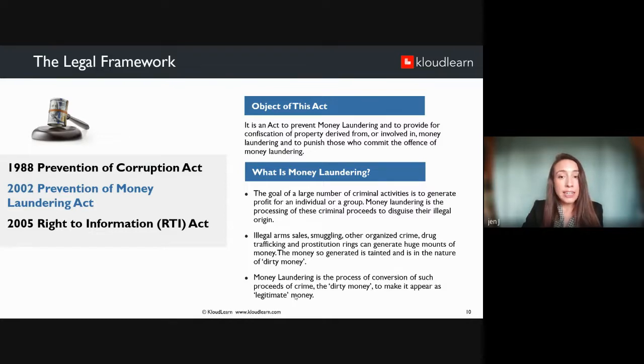Money laundering cleans the money. It is the process of conversion of such proceeds of crime, the dirty money, to make it appear as legitimate money.